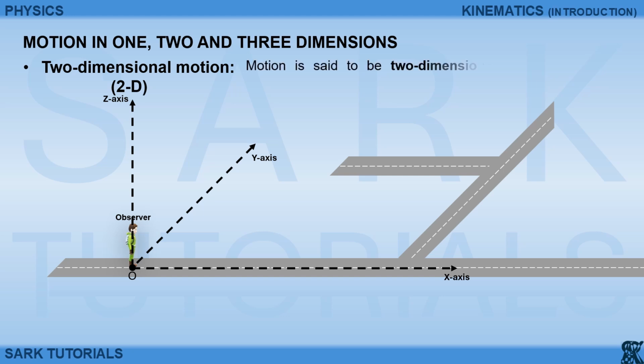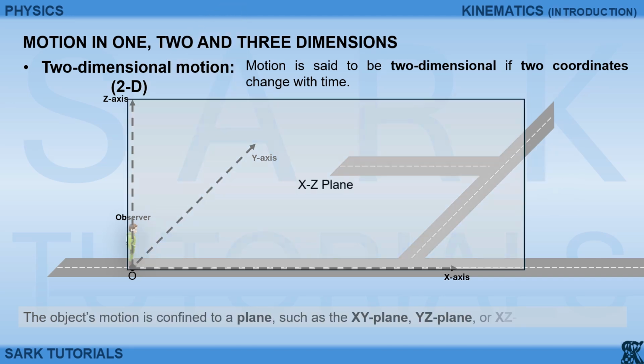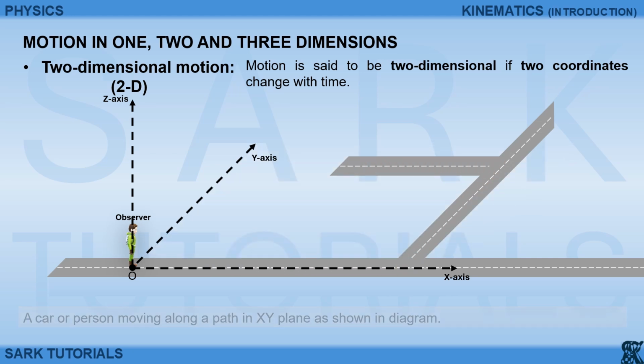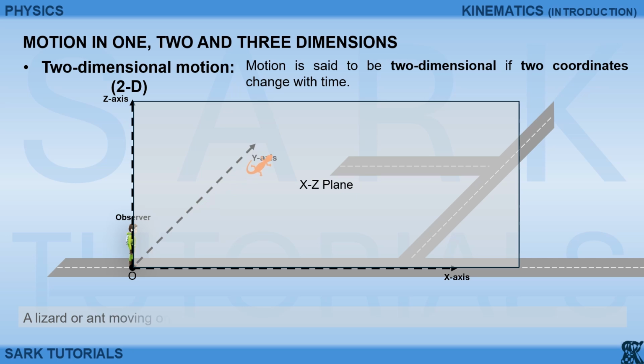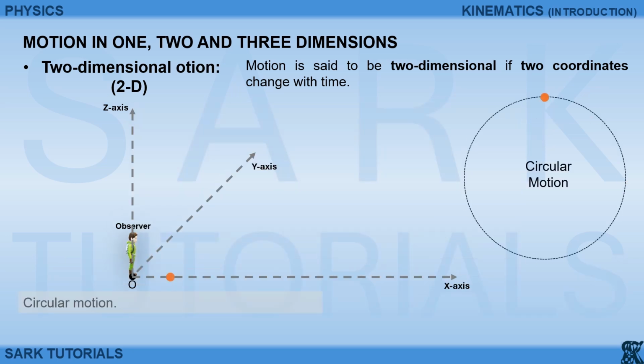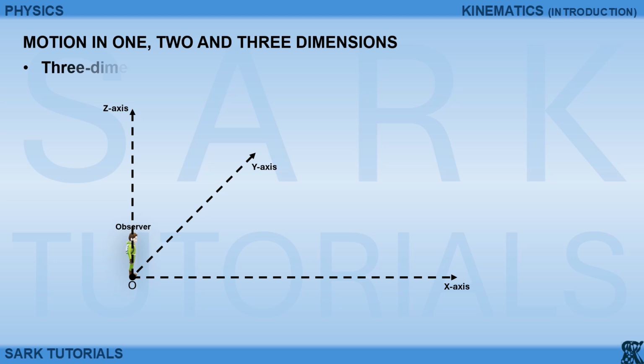Two-dimensional motion. Motion is said to be two-dimensional if two coordinates change with time. The object's motion is confined to a plane such as the xy plane, yz plane, or xz plane. Examples include a car or person moving along a path in the xy plane, a lizard or ant moving on the walls of a room, circular motion, projectile motion. Motion in a plane that is not a straight line is called curvilinear motion.